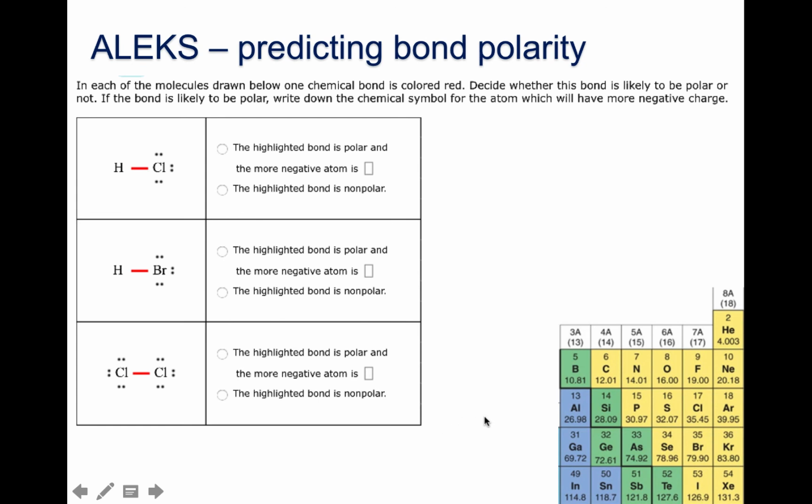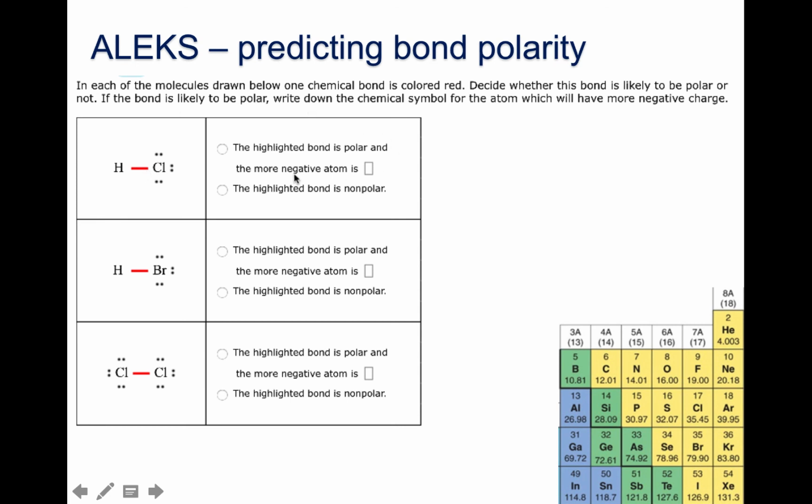And so what we can do is predict the bond polarity using the periodic table. For some of these, you can just use the trends of the periodic table if you know fluorine is the highest, and as you move away from fluorine, the electronegativity decreases. So in this example, we have a hydrogen-chlorine bond that's highlighted, and we need to decide whether it's polar or nonpolar.